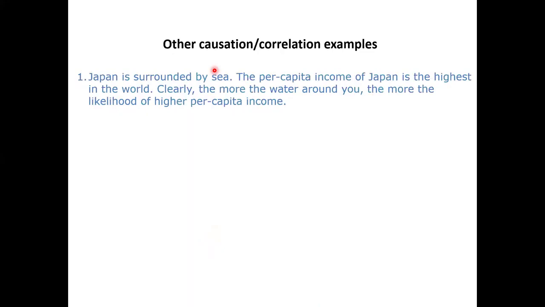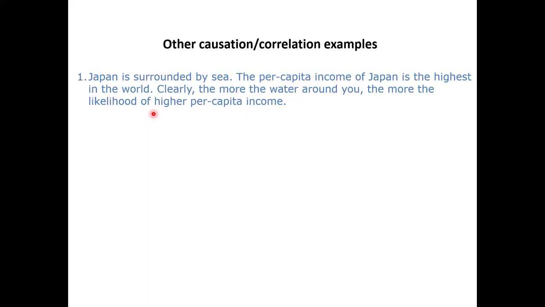All right. Okay, this is the last slide, and I'm pretty sure you guys would be able to understand here the ridiculous extent to which causal relationships can go. For example, Japan is surrounded by the sea. Per capita income of Japan is the highest in the world. So, what are the two things that go together? Surrounded by sea and per capita income. Just because these two things go together, what is the argument concluding? The more the water around you, the more the likelihood of higher per capita income.